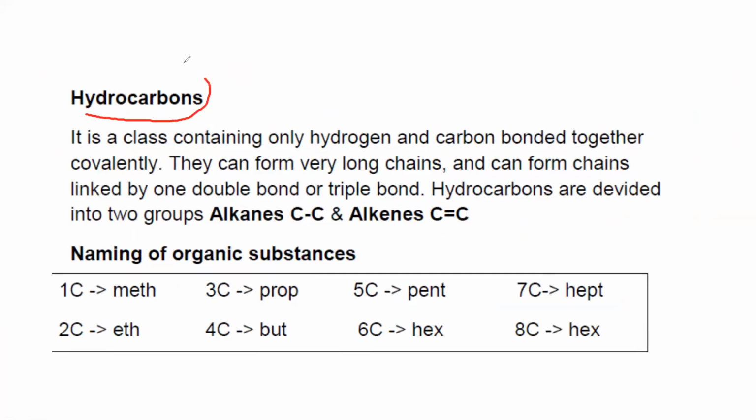If I say define the term hydrocarbon, it means the compound which contains carbon and hydrogen only. So only two elements in hydrocarbon. Which are the two elements? One is carbon and another one is hydrogen. So if we find a compound which contains carbon and hydrogen only, we call those compounds hydrocarbons.